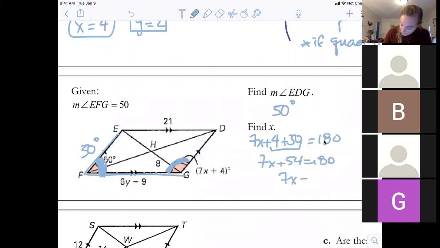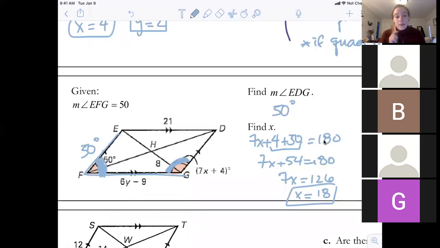I subtract 54 from both sides, and I get 126. And then I divide, and I get 18, I think. Yeah, I'm going to stick with that.